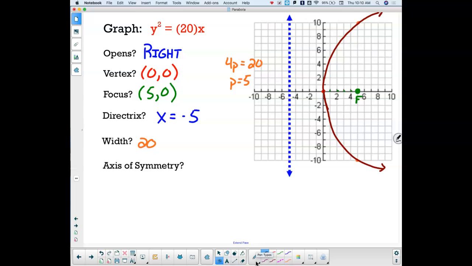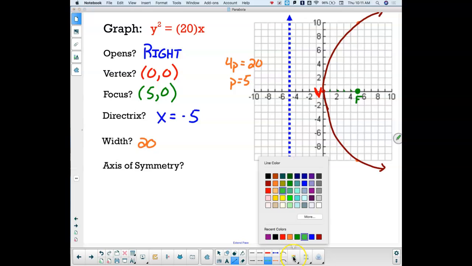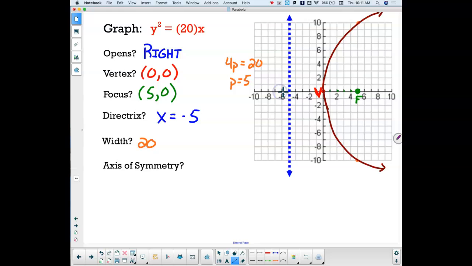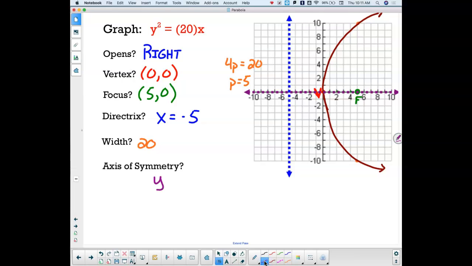The axis of symmetry, remember, is the line that goes through the focus and the vertex. So that line is, what color should we use? Let's use purple. So that line is y equals 0.